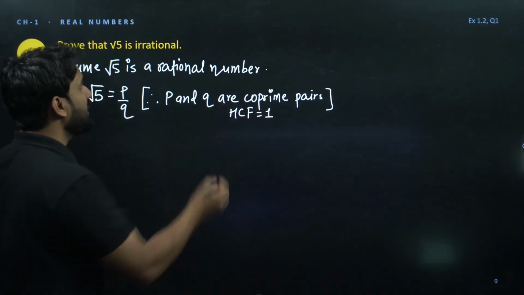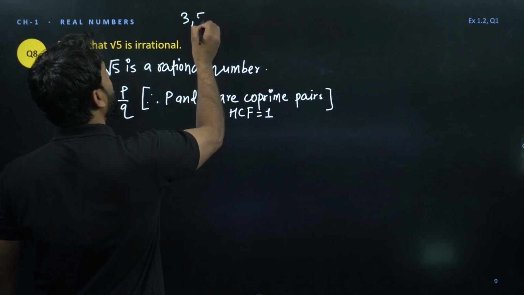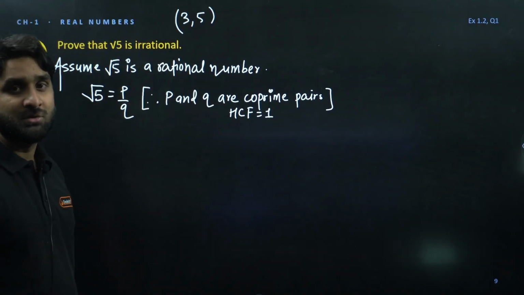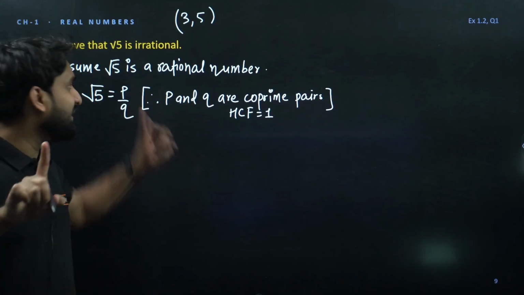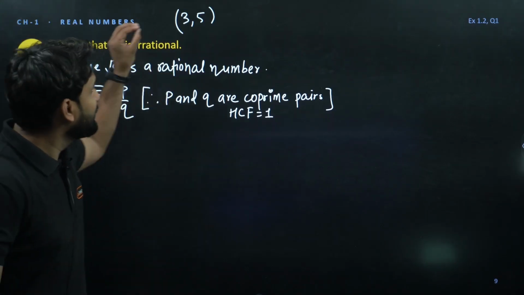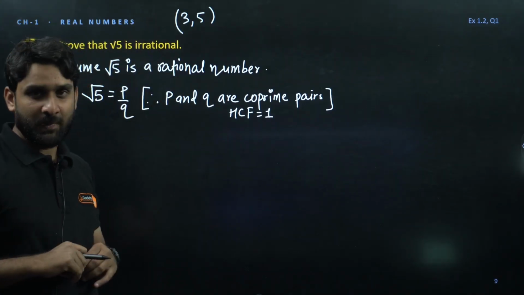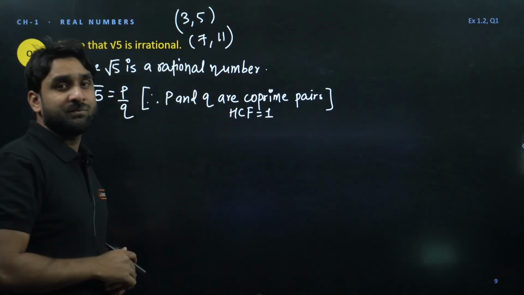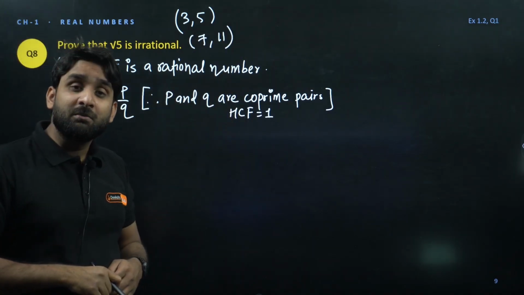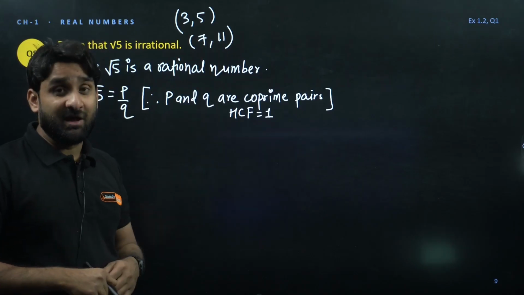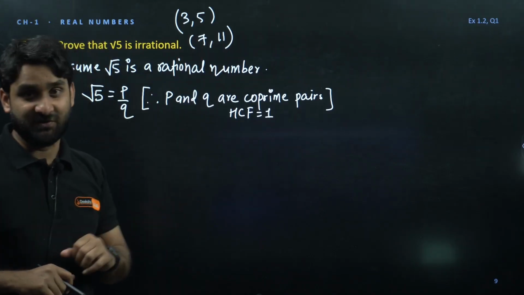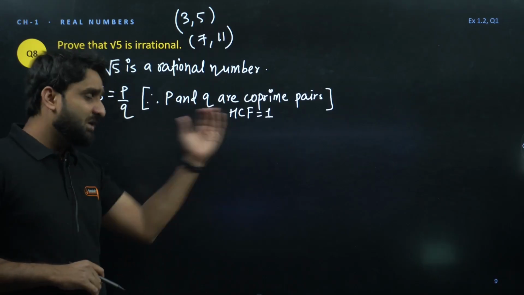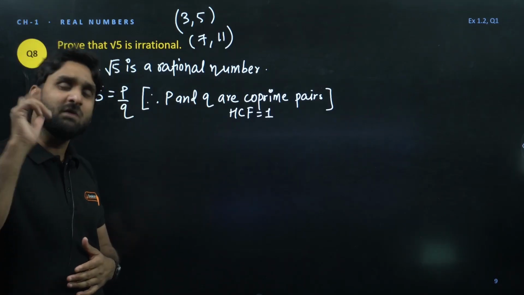And we all know the numbers which are having only one common factor. For example, 3 and 5. Which number can divide both? Only 1. 1 can divide 3 also, 1 can divide 5 also. So 3 and 5 both are co-prime numbers. For example, 7 and 11. This pair is also co-prime because both numbers are having only one common factor, which is 1. So here P and Q are such numbers. P can be divided by 1, Q can be divided by 1. So they have only one common factor, 1.